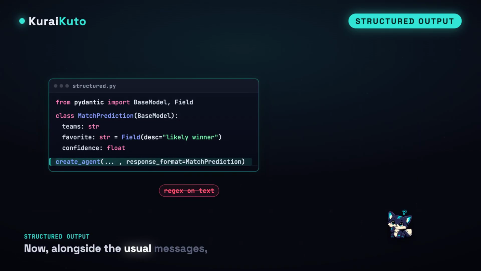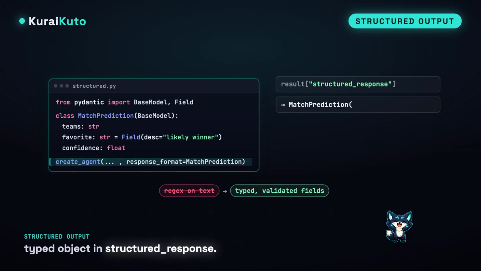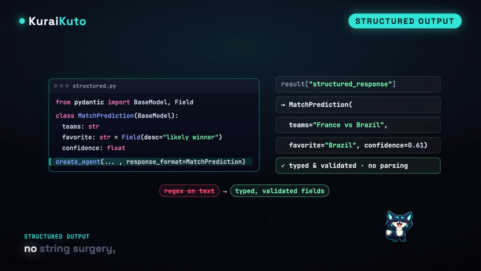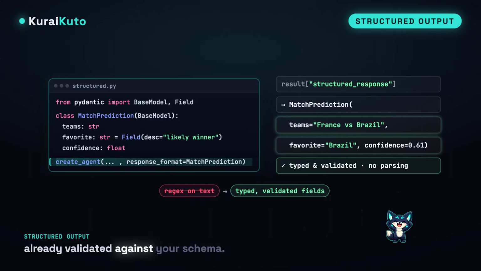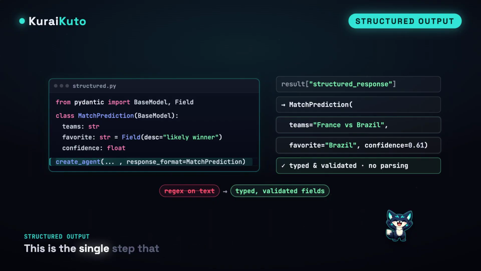Now, alongside the usual messages, the agent hands you a real typed object in structured_response. No regexes, no string surgery, no praying the model used the right format. You get named fields, already validated against your schema. This is the single step that turns an agent from a fun demo into a component you can confidently wire into a real application.